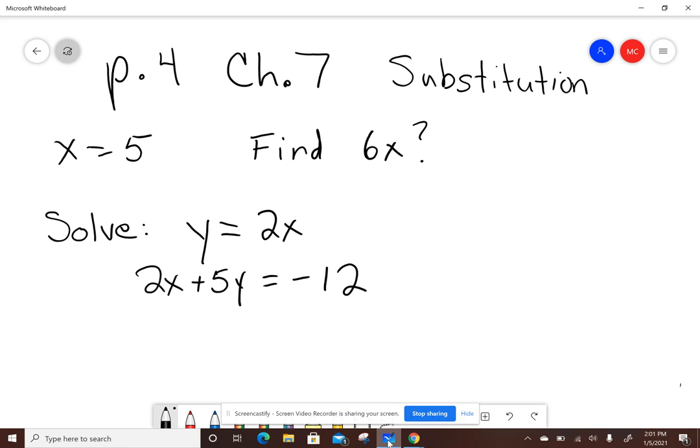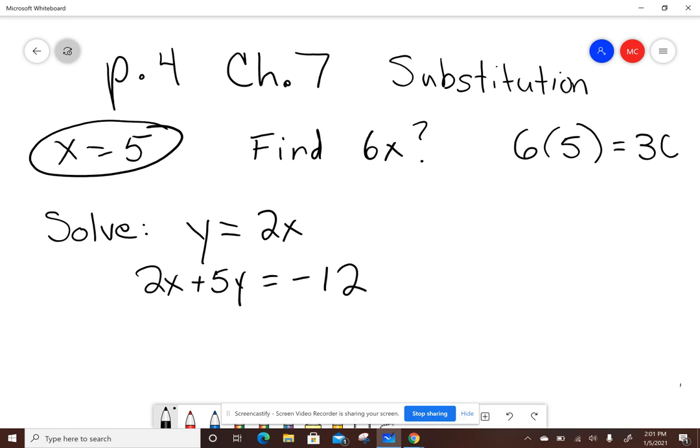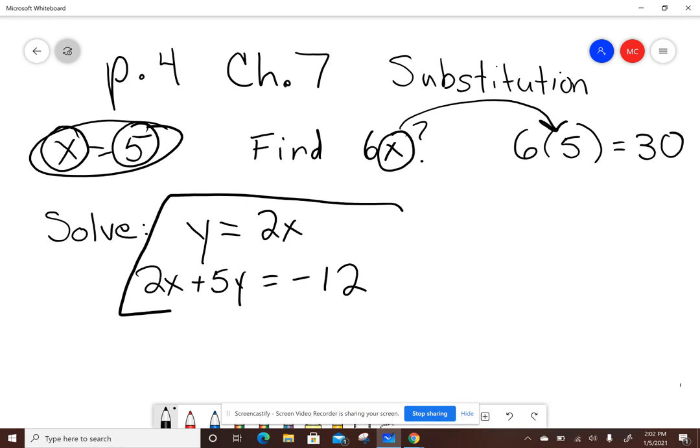So if I say to you, x equals 5, find 6x, you would all say, simple. I just let x equal 5, and the answer is 30. So what did you actually do? What you did was, where you saw an x, you substituted a 5. So instead of writing x, we wrote 5. That's the substitution property. So we're going to apply that property to this system of equations.